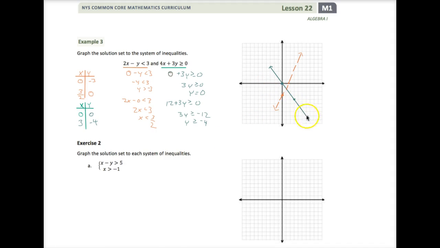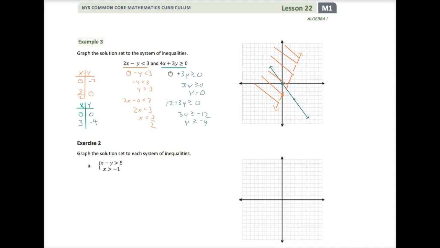Notice a solid green line for the 4x plus 3y greater than or equal to 0, that's why it's solid, and a dotted line for 2x minus y is less than 3. If I think about 0, 0, 0 minus 0 is less than 3, that's true, and that tells me that I'm just going to shade this side. I'm going to just go crazy wild with shading this side. Here we go. A little too long, but you get the idea.